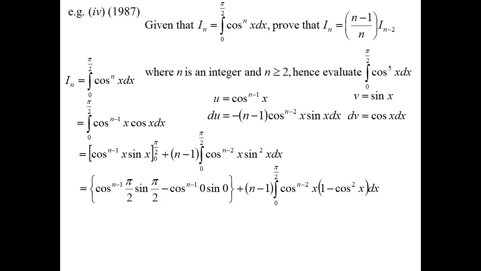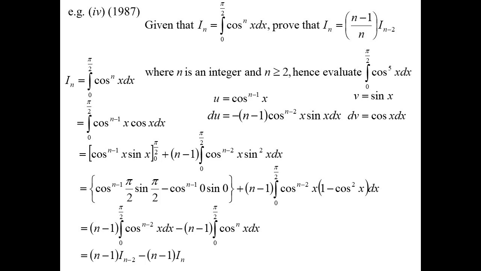Now back to our integral, split it into 2, and they're both in the form of I n. So yep, I've got n minus 1 I n minus 2 and n minus 1 I n. Bit of algebra now, move terms around and we get what they want.